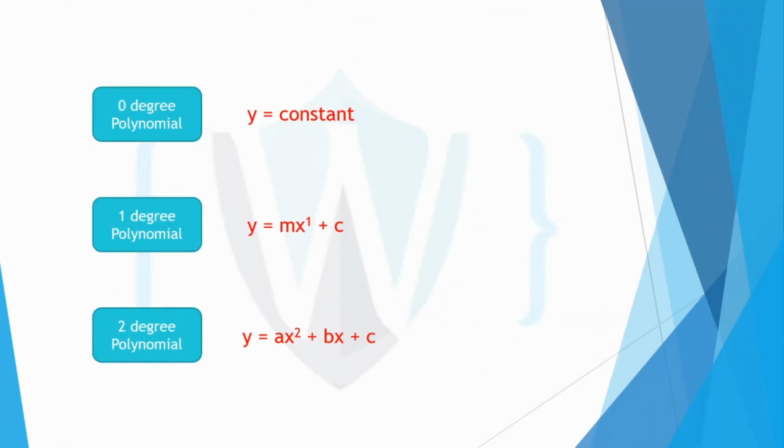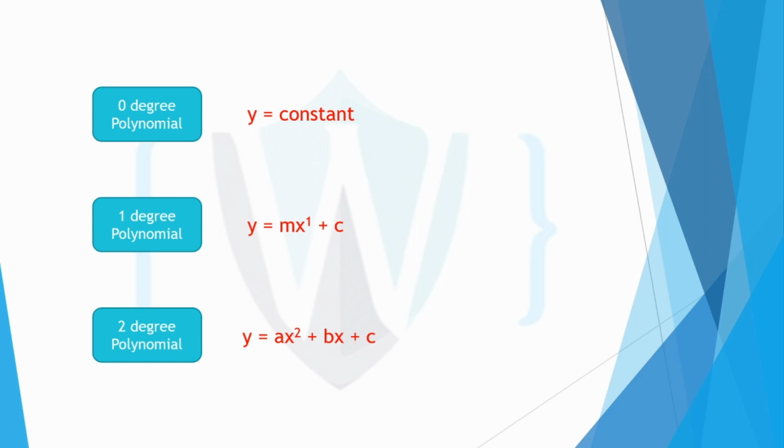Now let's have a look at polynomial equation degrees. When the degree of the polynomial equation is 0, then y is equal to a constant. When the polynomial degree is 1, then y is equal to mx raised to 1 plus c. When the polynomial degree is 2, y is equal to ax raised to 2 plus bx plus c.